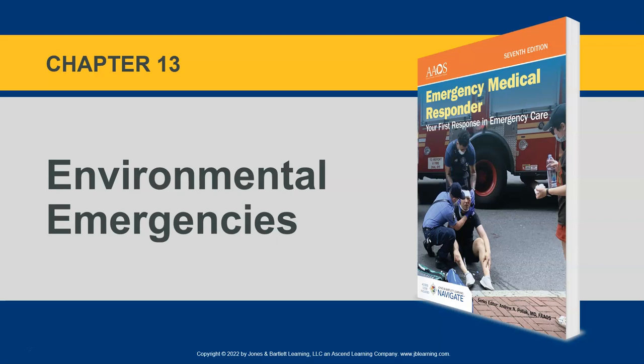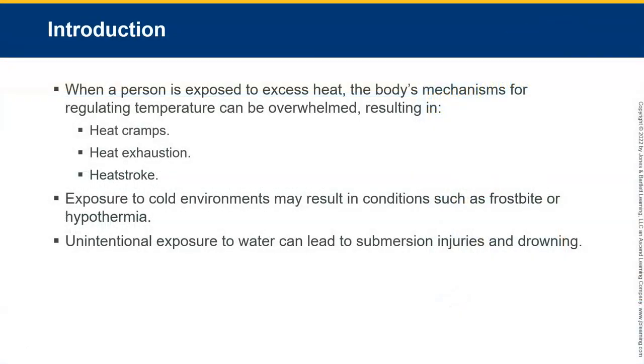And as you are aware, in Oklahoma, you have a lot of opportunities to treat somebody for an environmental emergency because it gets hot and it gets cold. So let's get started. When a person is exposed to excess heat, the body's mechanism for regulating the temperature can be overwhelmed. How that manifests itself: heat cramps, heat exhaustion, heat stroke, pretty much in that order. We start cramping up, we start losing some fluids, losing some electrolytes, and then we get sick. Exposure to cold environments can result in conditions such as frostbite or hypothermia. You'll see some pictures in a second, as well as in your book, of hypothermia and how that can be a real problem too. Unintentional exposure to water can lead to submersion injuries and drowning.